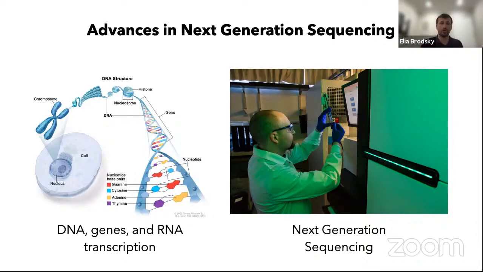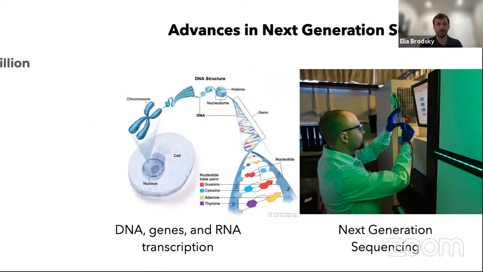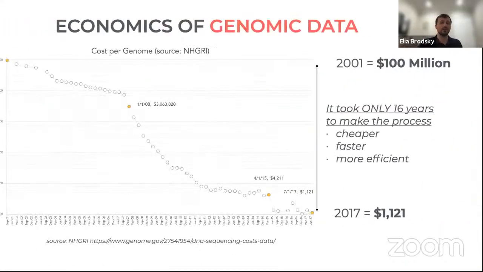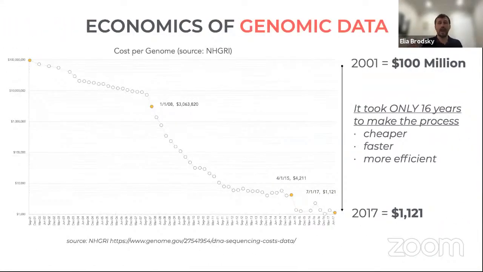And the unique part about next generation sequencing is that the cost of next generation sequencing has been dropping very steadily over time. So if you think back to 2001, we started from $100 million to sequence the full genome. And 16 years later, in 2017, for the first time, the price of the whole genome sequenced was just around $1,000.